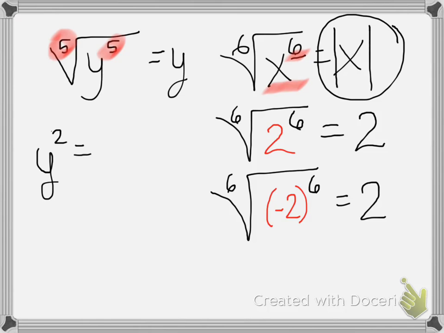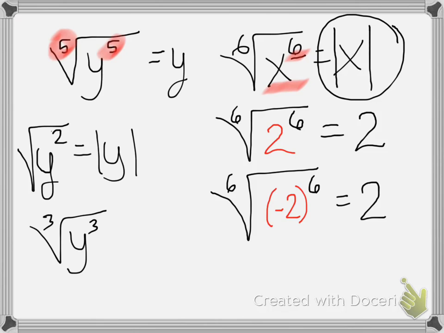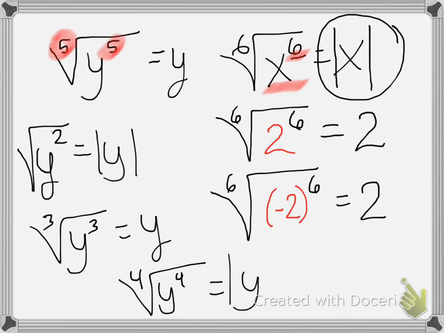So y squared, the square root of y squared is the absolute value of y. The cube root of y cubed is just y. But the fourth root of y to the fourth is y with absolute value. So it's those even exponents that need the absolute values. Absolute values just make it positive. Absolute value is like the distance from 0.